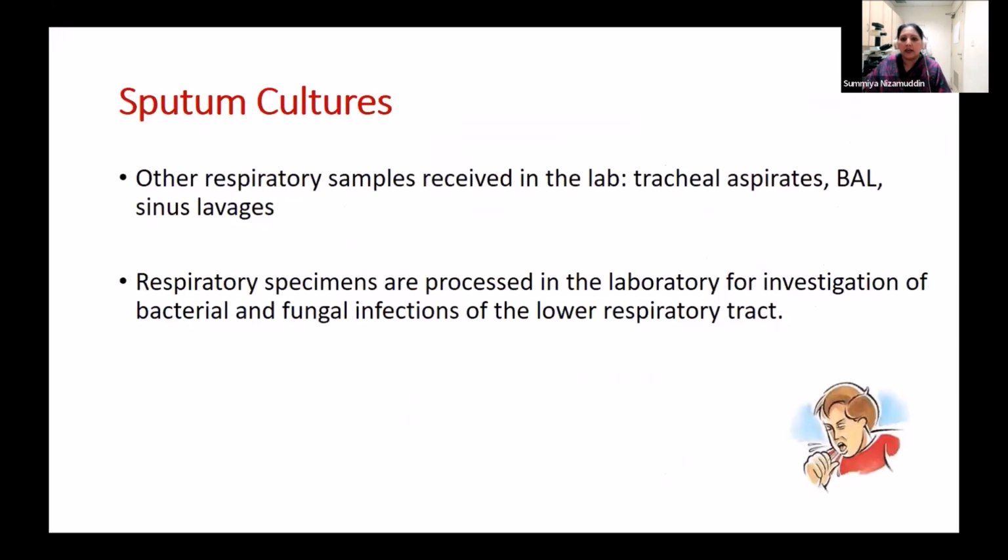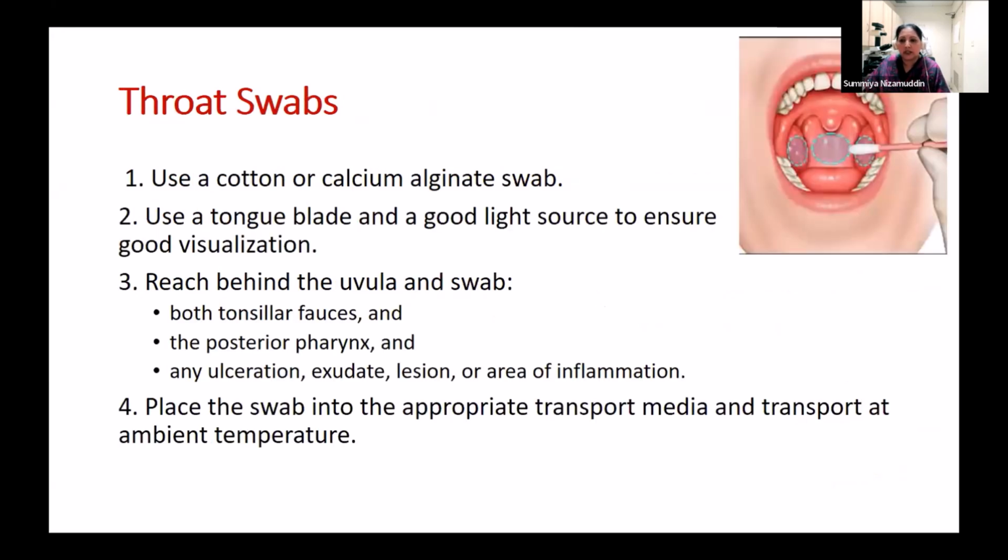And of course the other respiratory samples that we receive in the lab are tracheal aspirates, bronchial lavages and sinus lavages. Once again, let the lab know कि ये sample exactly क्या है, and then what exactly are you suspecting. In cases of throat swabs, cotton or calcium alginate swabs can be used, and we have to ensure कि बाकी oral cavity में ये swab touch ना करे, and the swab actually touches the areas where there is inflammation or there is pus collection. So this could be the tonsillar fossae, the posterior pharynx, or any ulcerative area. Okay, and then the swab can be placed in the appropriate transfer medium and then transported to the lab.